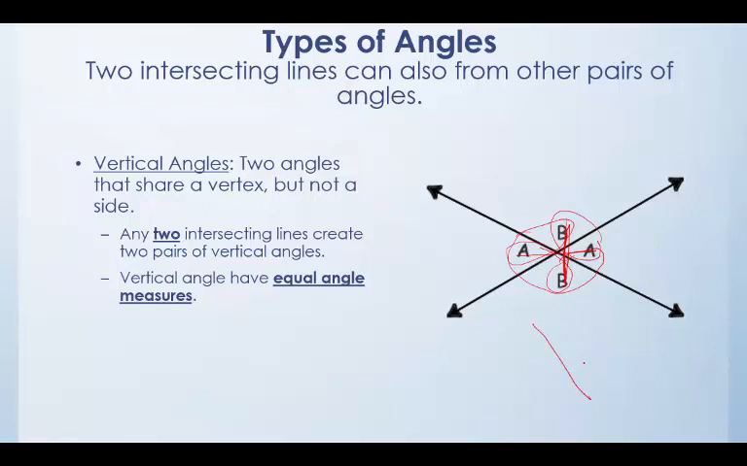And here's how I remember that. If I have two lines that intersect each other, notice how I make a V. This one is vertical to this one. They would be equal to each other. Okay, so vertical angles, across from each other, sharing a middle point, a vertex, but not a side, are equal.